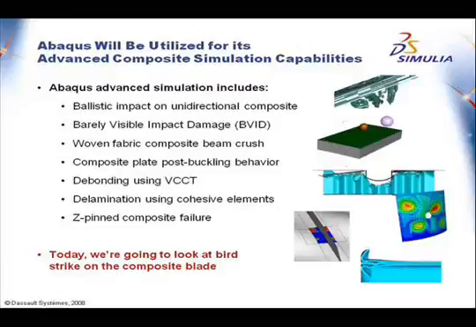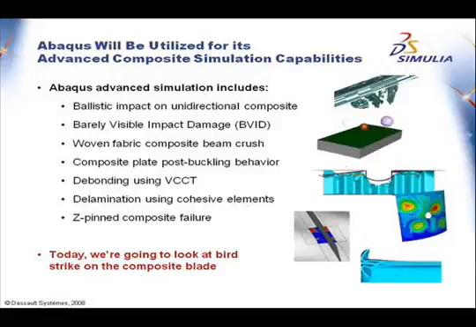The next step is we are going to analyze this blade to certain loading conditions. So for this next step we are going to utilize Abaqus. Abaqus is well known for its advanced composite simulation capabilities. Abaqus simulation capabilities include the ability to do ballistic impact on composites, barely visible impact damage, BVID simulations, composite beam crushing, debonding using VCCT, delamination using cohesive elements, and other capabilities.